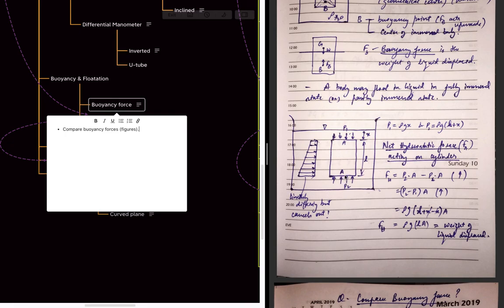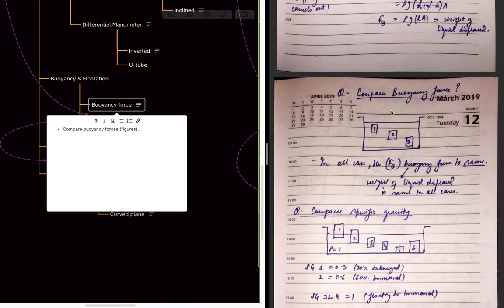That's what makes it float inside the water. If the hydrostatic force here was lower than the body weight, meaning the body weight is higher, it would be sitting at the bottom. It won't be floating inside the water.